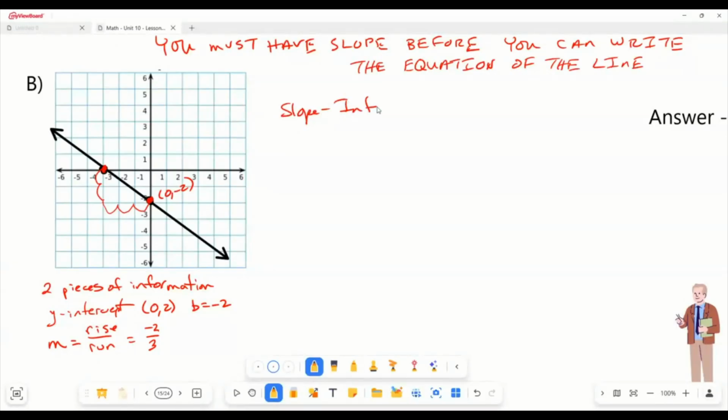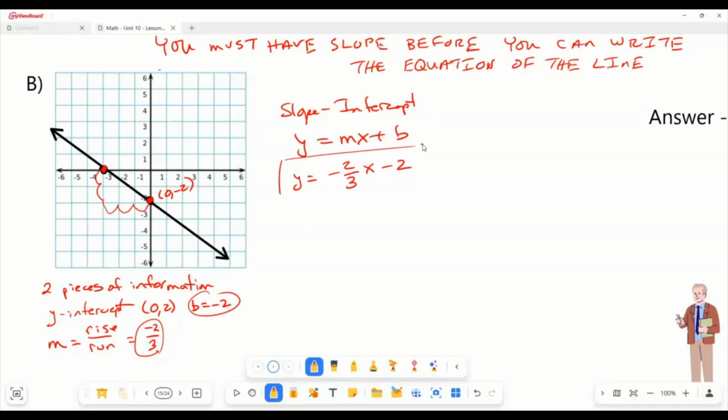Slope-intercept form is y equals mx plus b. Here is m, here is b. y equals negative 2/3 x minus 2. There is the equation of this line in slope-intercept form. If we put 0 in for x, we would get negative 2 for y. 0 times this is 0, minus 2 is negative 2. The point (0, -2) is on the graph.